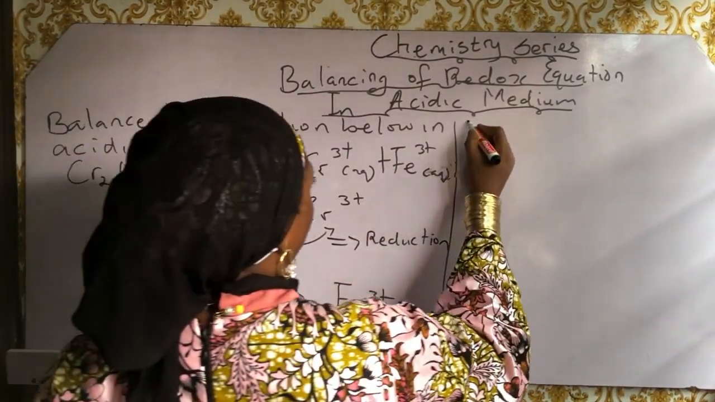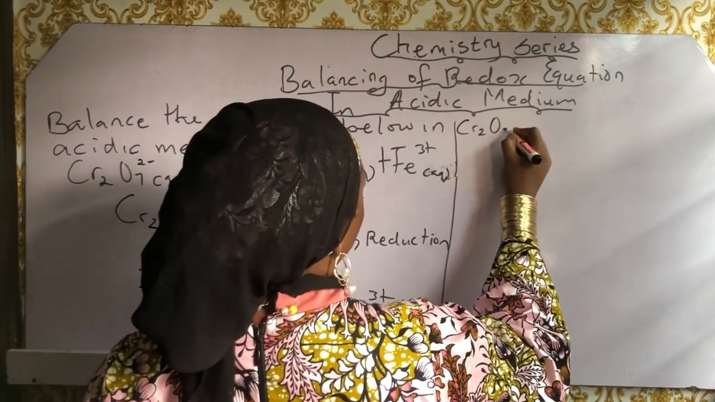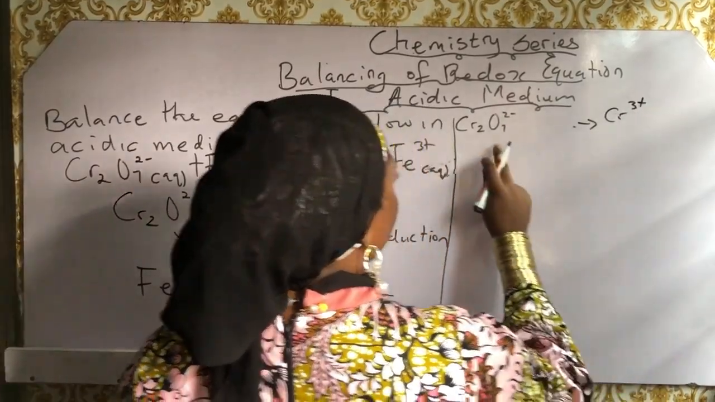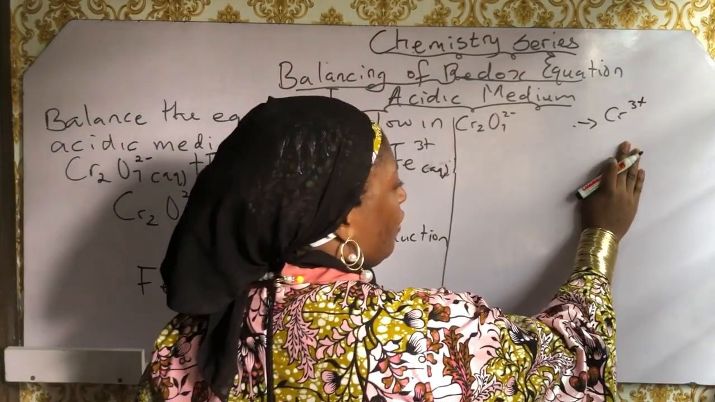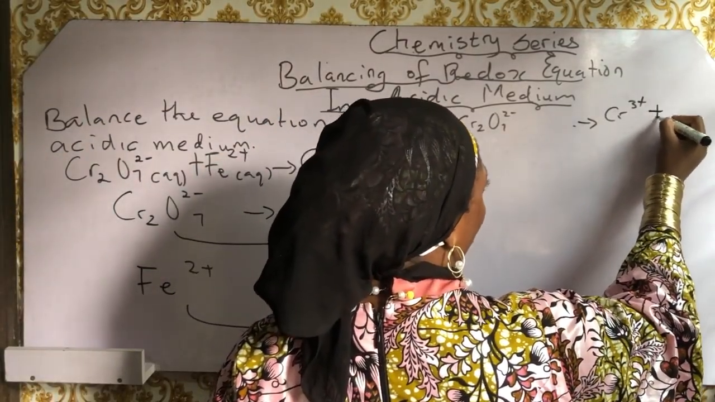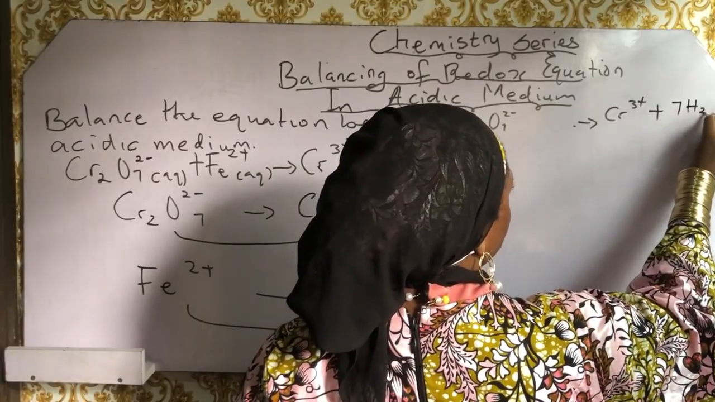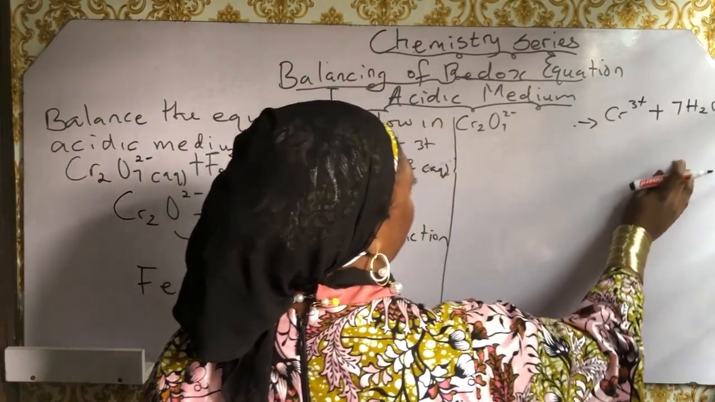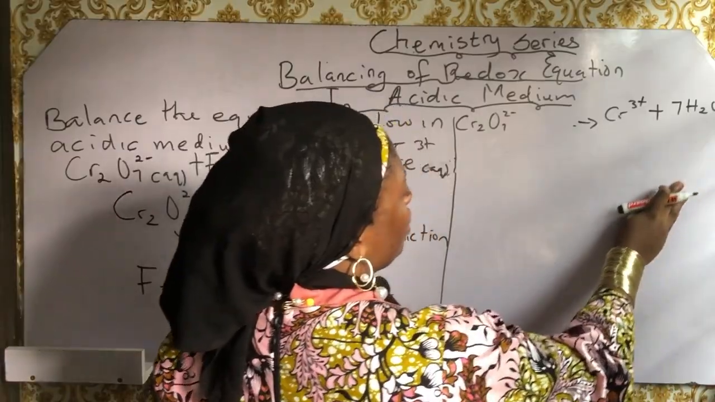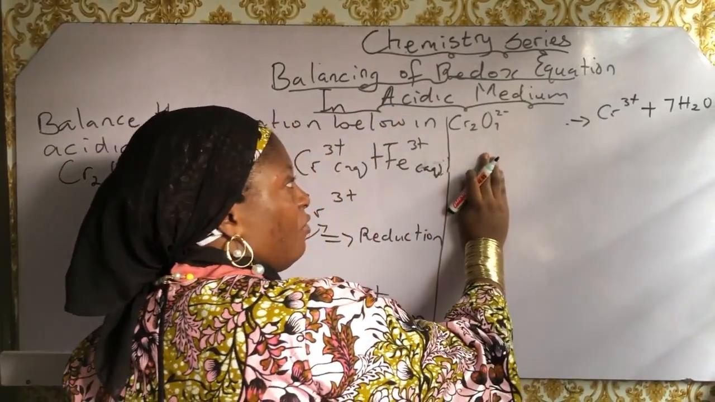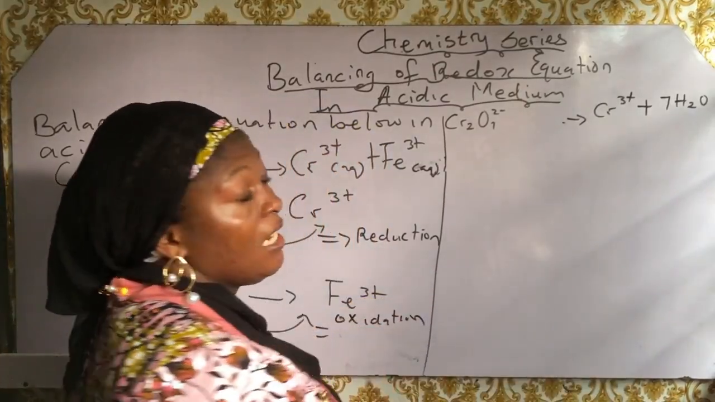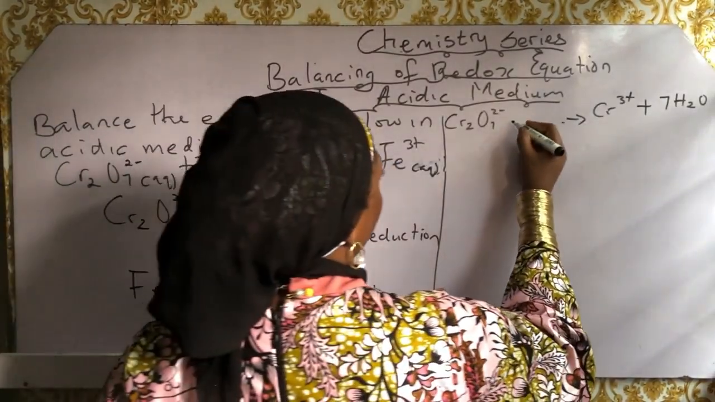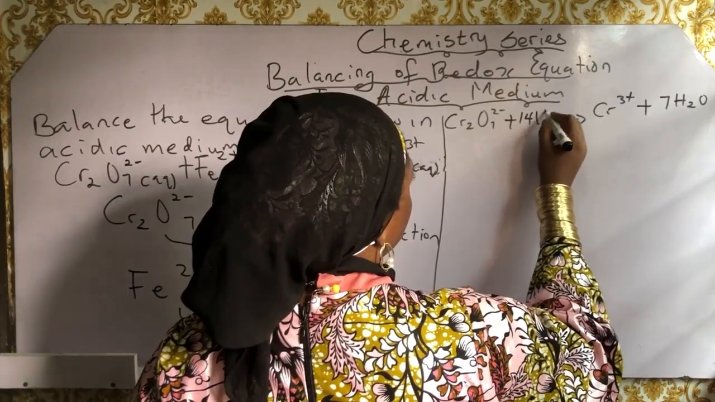So we have Cr2O7 2- giving Cr3+. Here you have 7 oxygen, here you don't have any oxygen. In acidic medium, you add water to the side that needs oxygen. That is 7H2O, 7 times 1, that's 7 oxygen. Now we have hydrogen, 7 times 2, that is 14. That means here we don't have hydrogen and here we have 14 hydrogen. In acidic medium, in order to balance the hydrogen, you use hydrogen ions. So here you add 14H+.